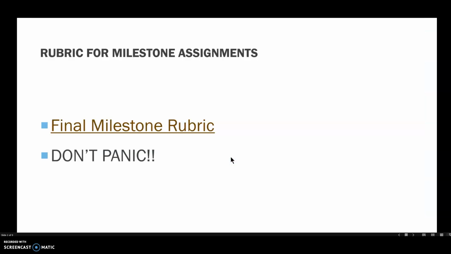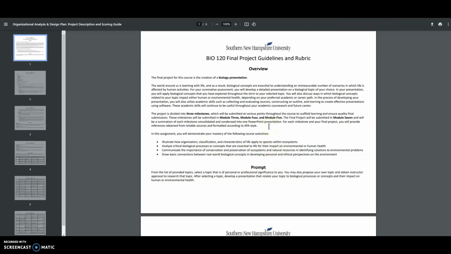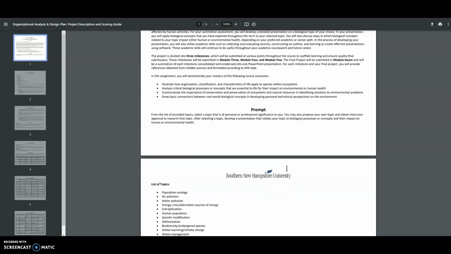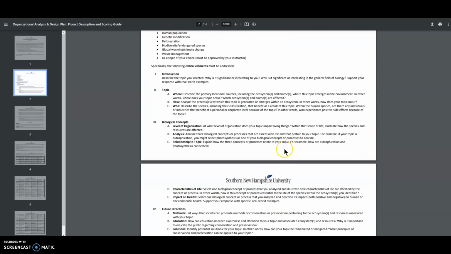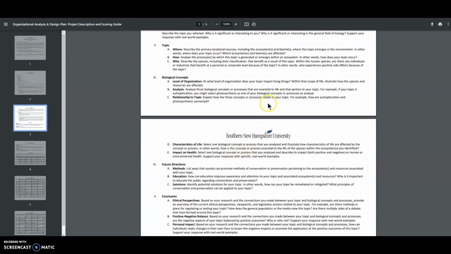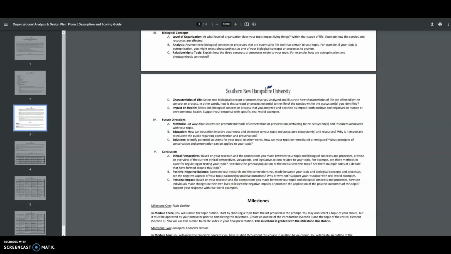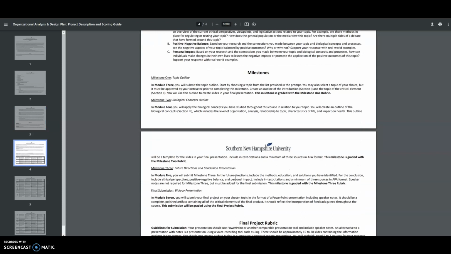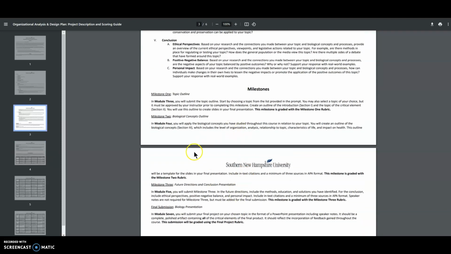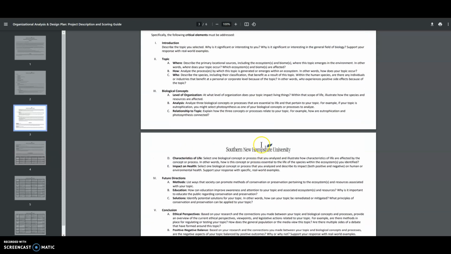The first thing is, don't panic. When you look at the final milestone rubric for your overall project, it's very daunting and big. Whenever you go to it, which I would highly recommend reading through before you pick your topic, you have quite a bit that the topic has to address. Some topics are a little easier than others, whereas some are a little bit harder. So make sure you read through this entire rubric.